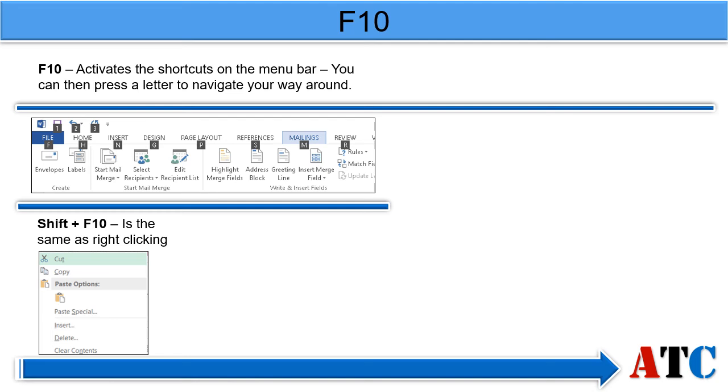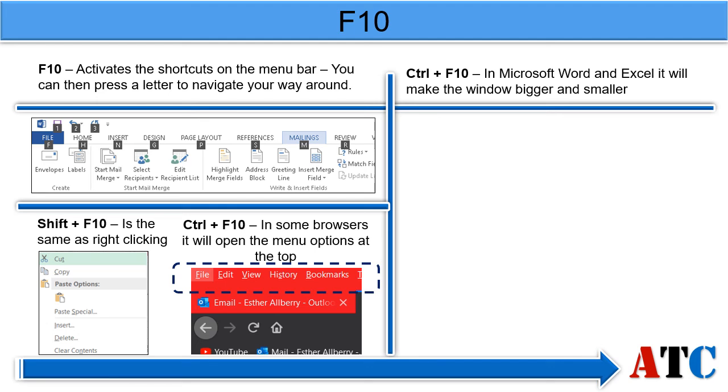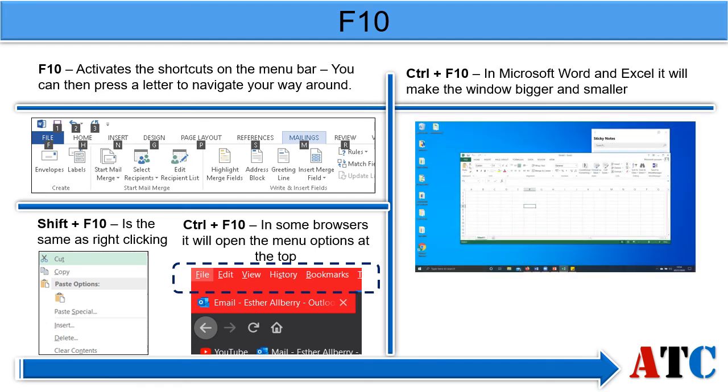In some browsers, pressing Ctrl plus F10 will open up the menu options at the very top of the screen. Pressing Ctrl plus F10 while in Microsoft Word or Excel will make the window toggle between bigger and smaller sizes.